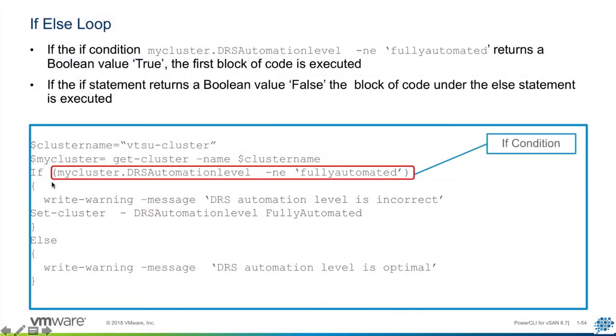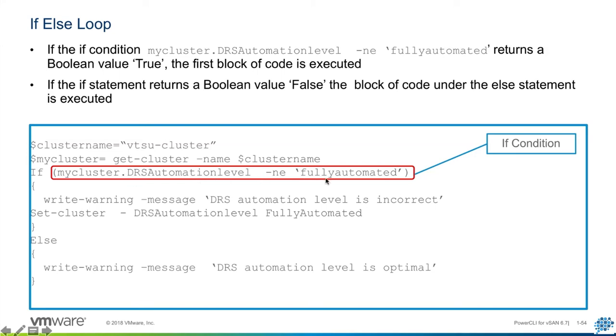In the first line here, I say if my cluster dot DRS automation level is -NE fully automated. NE stands for not equals. Here we are using a property called DRS automation level, which is one of the properties of this cluster variable. My cluster is your particular cluster where you want to change the automation level, and I'm comparing this property to fully automated.